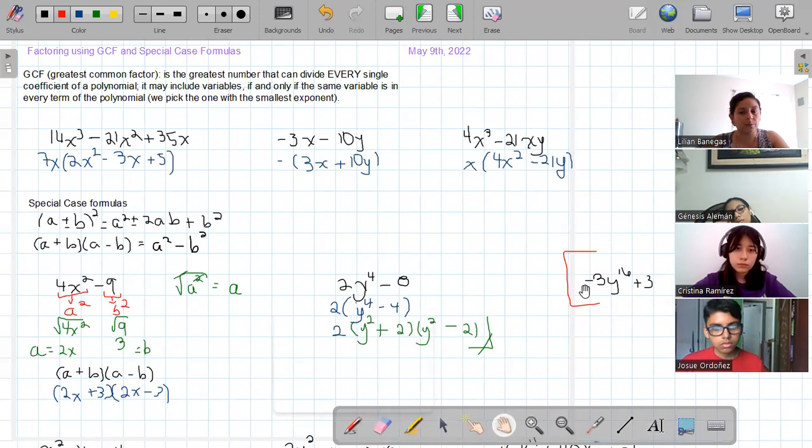Remember, you have to upload this exercise, and I'll be seeing you in our next class with the new method of factorization.